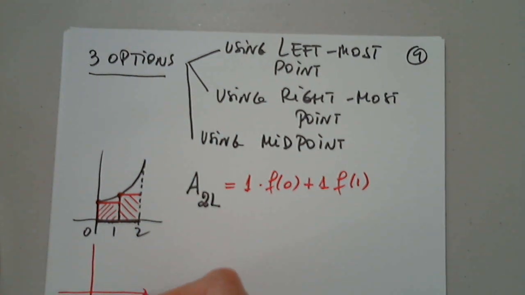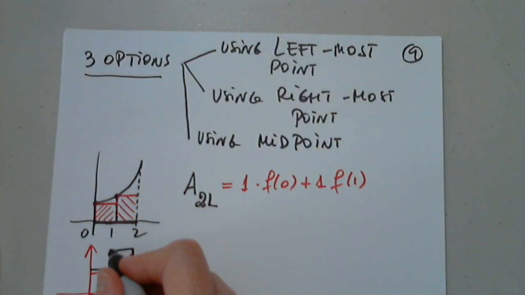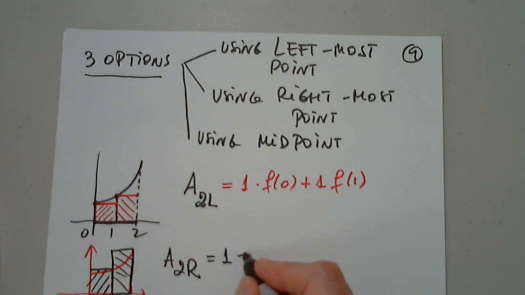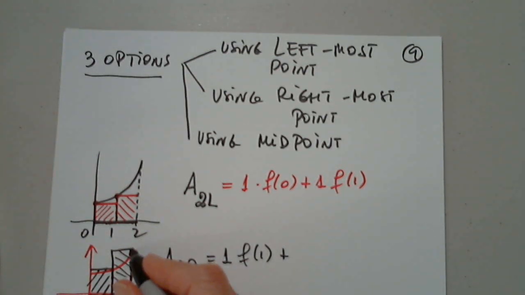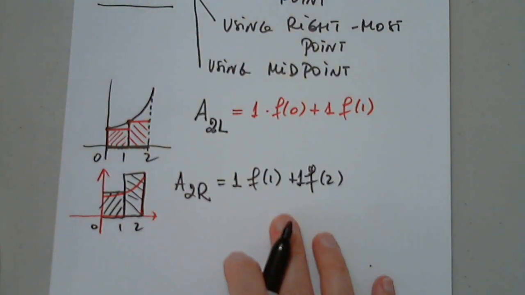Now, with the rightmost point, I will have base times height go to the right. Base times height go to the right. So now the 2 rectangles are these. So the area with 2 and the rightmost point will still be base times height, but f of 1 plus base times height, 1 times f of 2, because this is 0, 1, and 2. We'll calculate that in a moment.